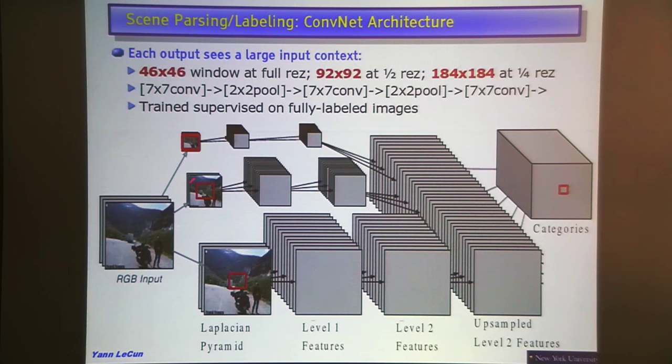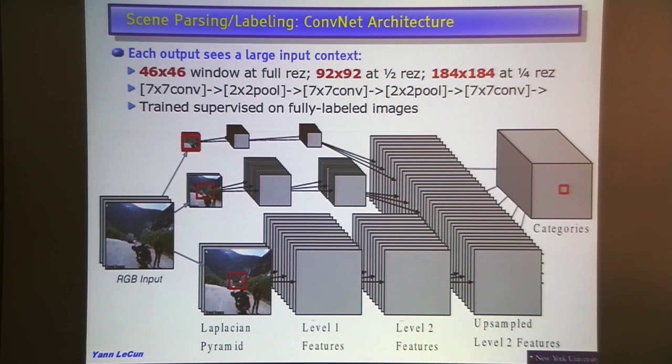So it'd be 46 by 46 on this image, but that corresponds to 92 by 92 on that image. And then going through this path, again, it's a 46 by 46 window here, but that would correspond to a 184 by 184 window on the input. What that means is that one particular output here is influenced by a very, very large context to make a decision for the category of a particular pixel at the center of this window here.